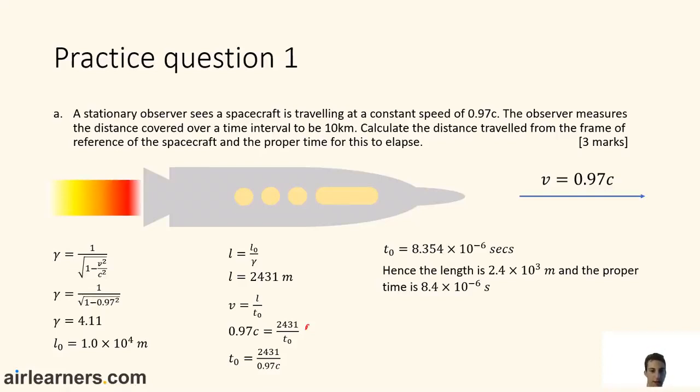So that's quite a long question for 3 marks. In terms of mark allocation, you definitely get 1 for that, 1 for this over here, and probably 1 for finding the Lorentz factor. If you don't shorten it to the correct number of significant figures, usually you just lose 1 mark.